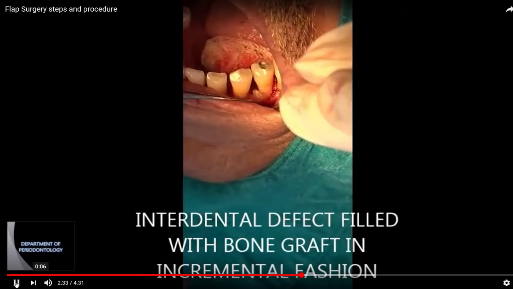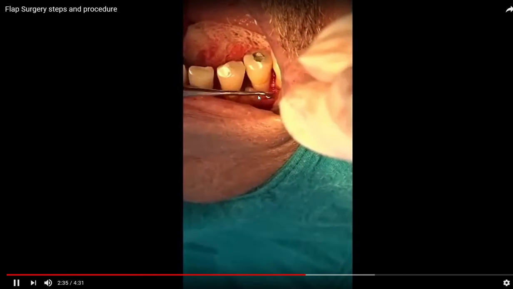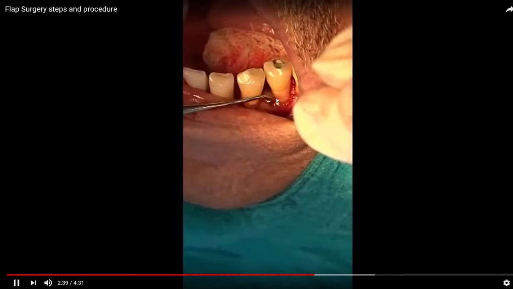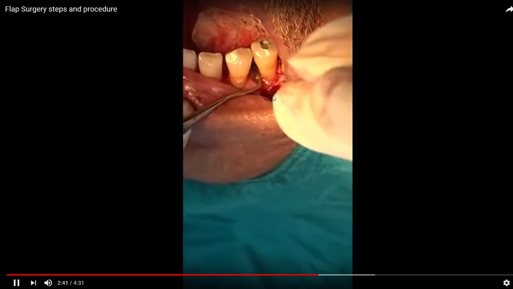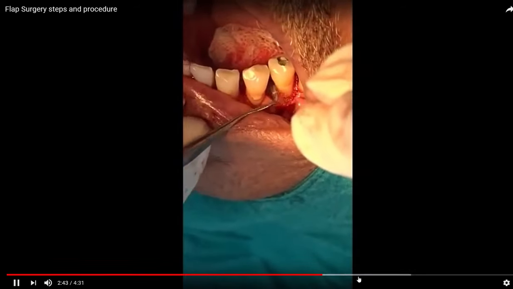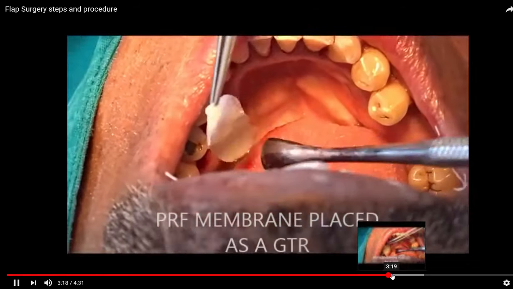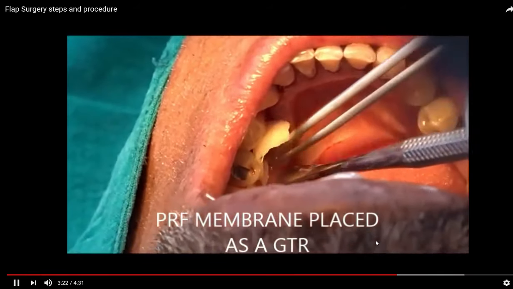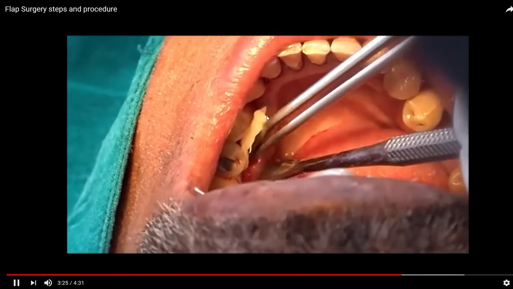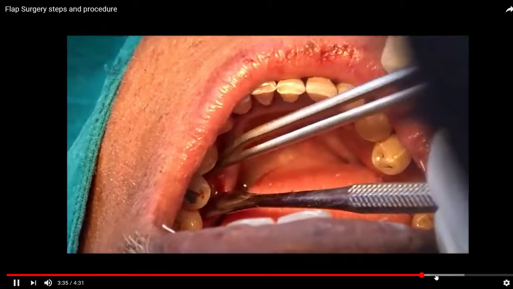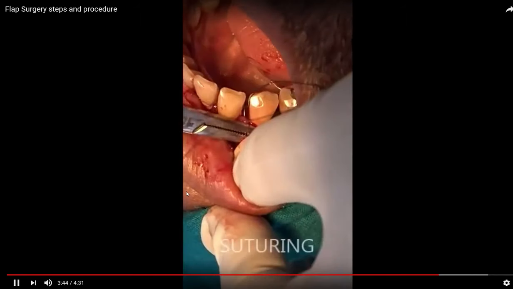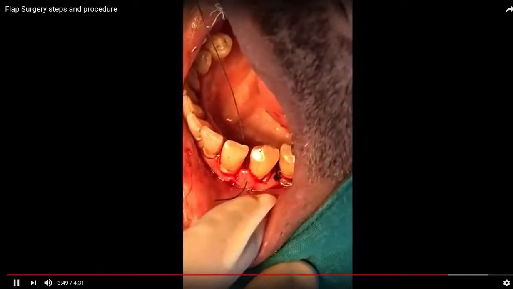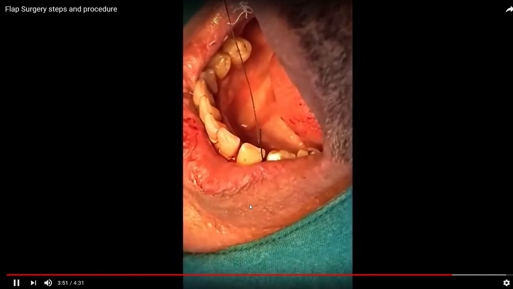And then now he's applying this bone graft material into the bone defect to fill it and to make the bone tissue regeneration. And finally put some kind of gum tissue. And then finally suturing. Make it fixed. So yeah.